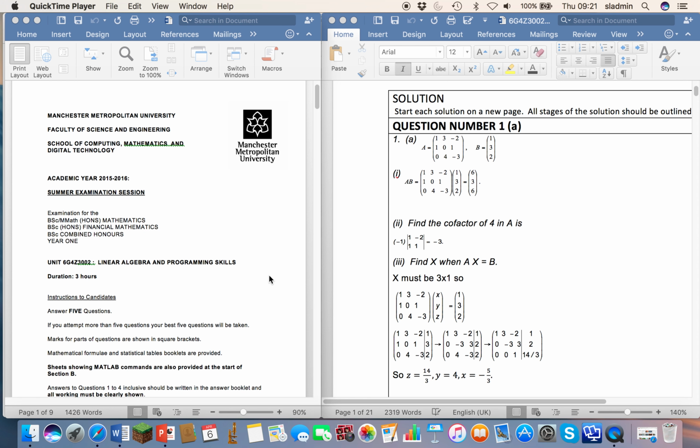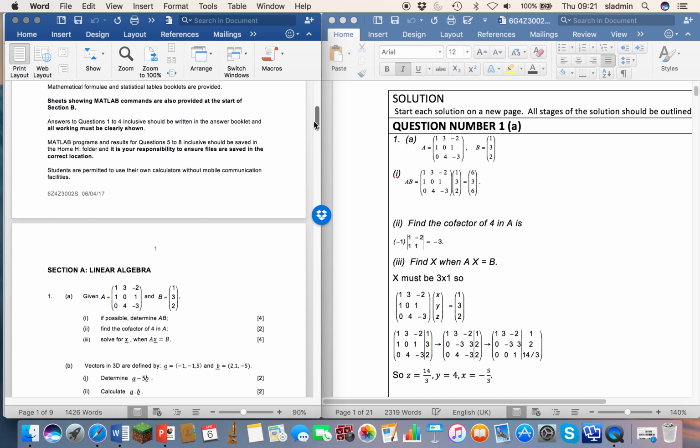This is the solutions for Linear Algebra and Programming Skills, Unit 6G4730002, and this is the 2016 summer examination. You'll be asked to answer 5 questions, and it's a 3-hour examination.